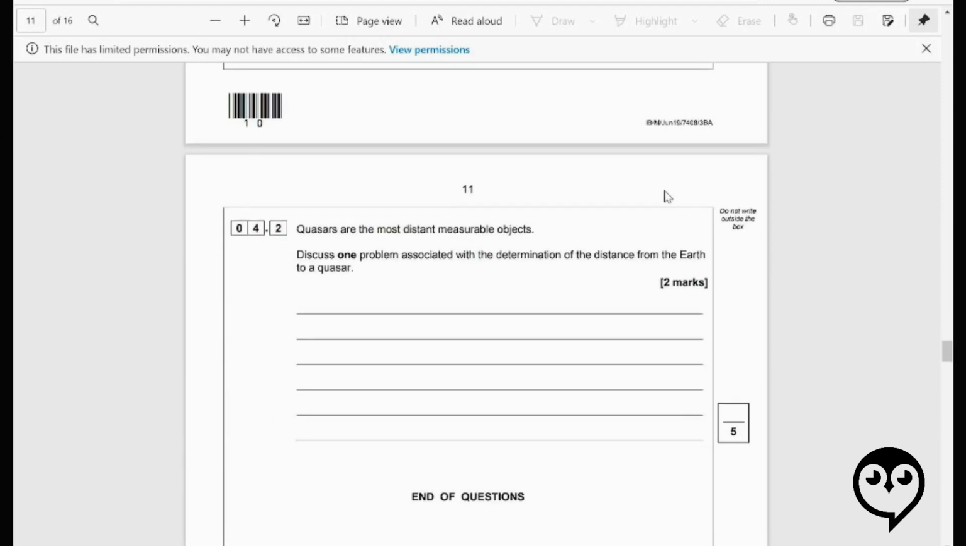And let's go on here. Quasars are the most distant measurable objects. Discuss one problem associated with the determination of the distance from the Earth to a quasar. Okay. Well, it's pretty far away, so I would imagine the inverse square law has something to do with it. I am not all too familiar with the AQA syllabus, so let's just, in the interest of time, move on and see what they say.